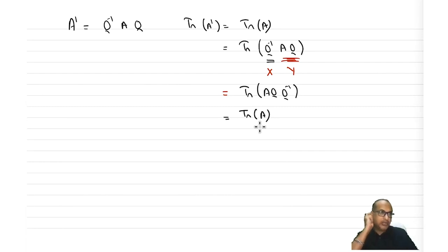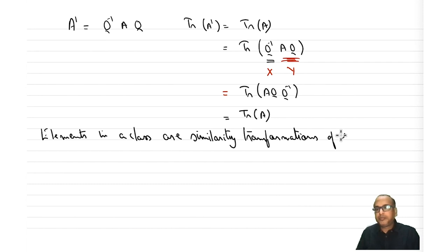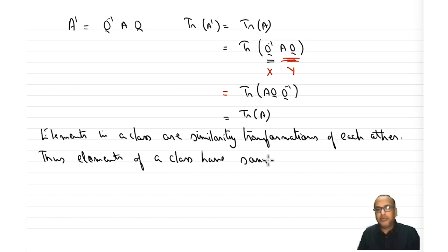Now why is that important? Because we have shown that similarity transformation does not change the trace. And we know that elements which belong to same class are similarity transformations of each other. So let me write it down. Thus, if we have determined the matrix representation of one of the class elements, we don't need to determine the matrix representation for rest of the class elements because the trace of the two elements will be equal.